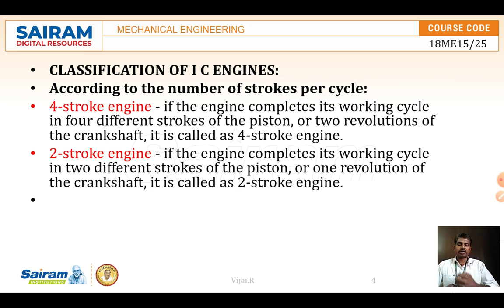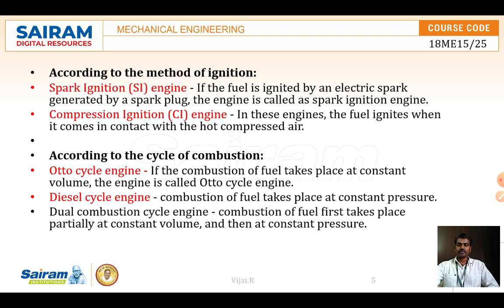First a down stroke and an up stroke, only two strokes will be there. So if all the operations have been done within the two strokes of the piston, then we call it a two stroke engine. So the classification based on strokes per cycle: we call it a four stroke engine and a two stroke engine. Another type we see here is method of ignition.